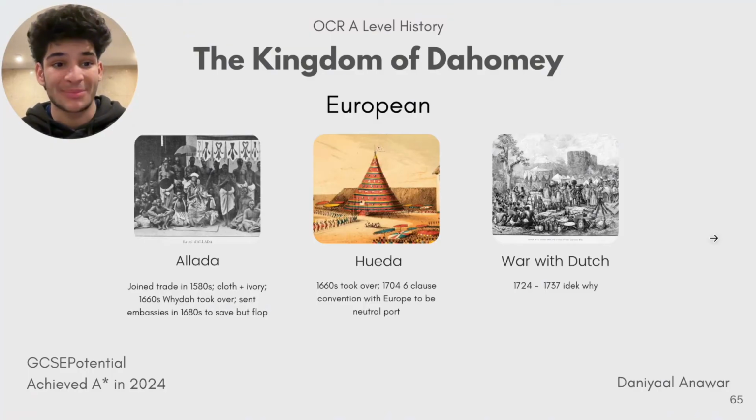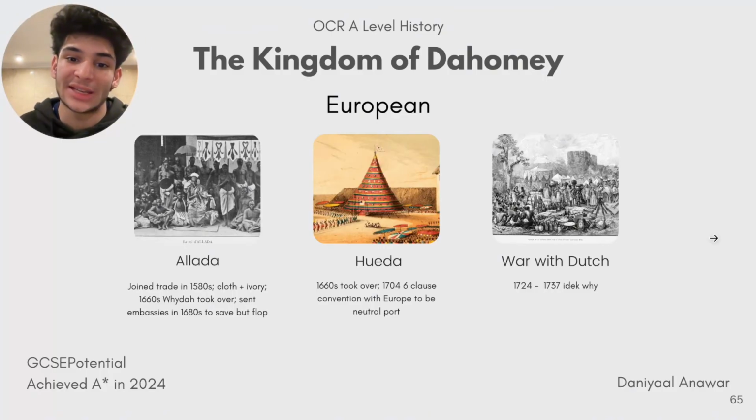So that was kind of like a backstory to Alada and why it's important to know that Dahomey took over from Alada later on. So it's kind of like a failed empire, but they took over and took all their resources, which is good for them. And obviously 1660s Hueda took over. That means it was also a good idea to take over Hueda in 1727, whenever it was.